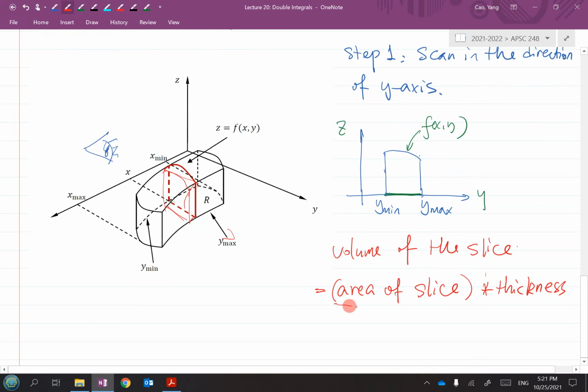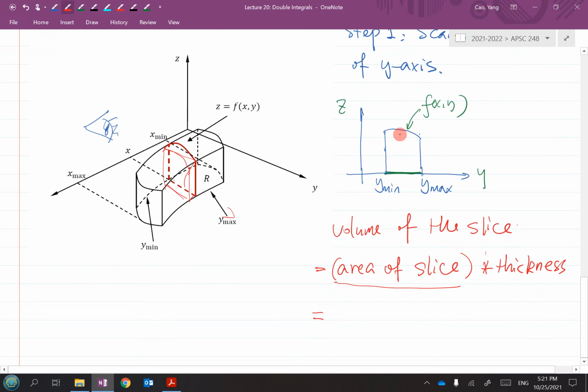First of all, let's deal with the area of the slice. The area of the slice is basically the cross-section area. So what does that give us? Let's calculate the area of the slice. Looking at what we're dealing with, we have a y min, y max. You basically integrate to get the area underneath the curve. You integrate under the curve, which is f of x, y, and then dy. So that's the area of the slice.